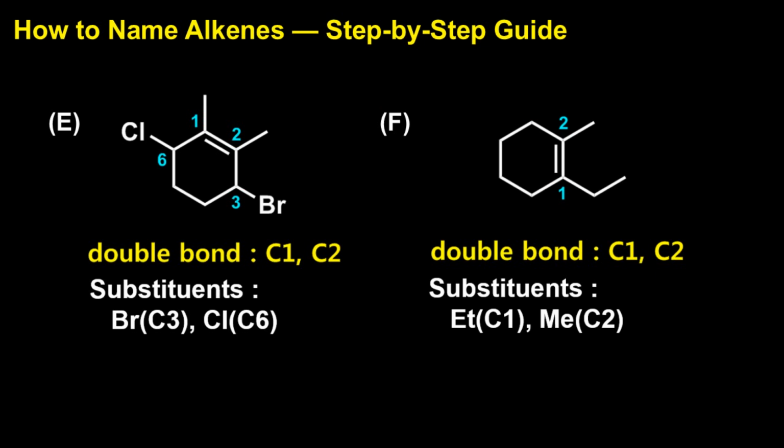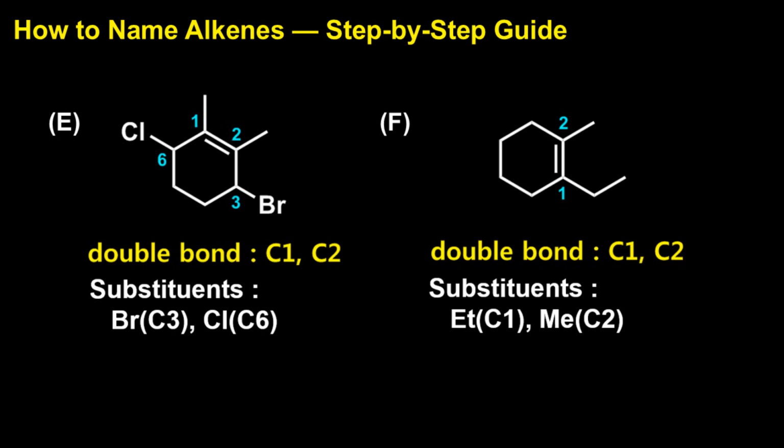In structure E, the double bond is between carbon 1 and 2, and we've got a bromine on carbon 3 and a chlorine on carbon 6. In structure F, the double bond's still between 1 and 2, but now there's an ethyl group on carbon 1 and a methyl group on carbon 2.